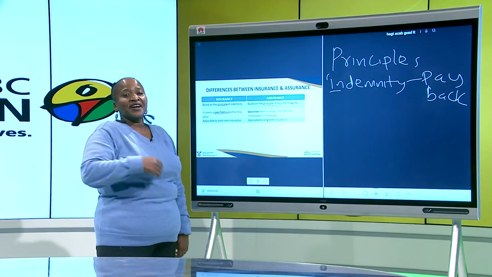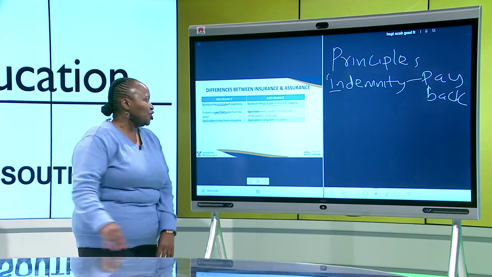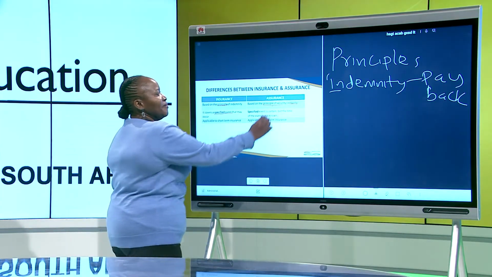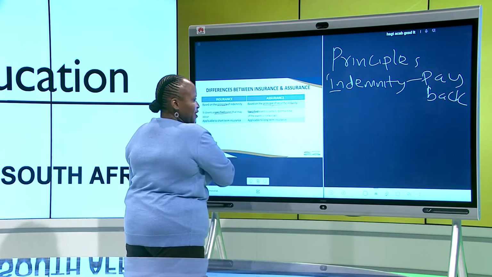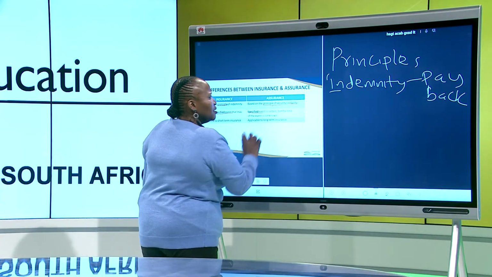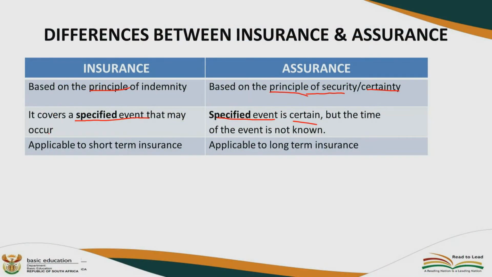If you say it covers an event that may occur, you are saying it can cover any event. No, the event must be specified in the insurance contract. Same as with assurance, it covers a specified event that is certain. Can you see here? It may occur, but under assurance, the event is certain.